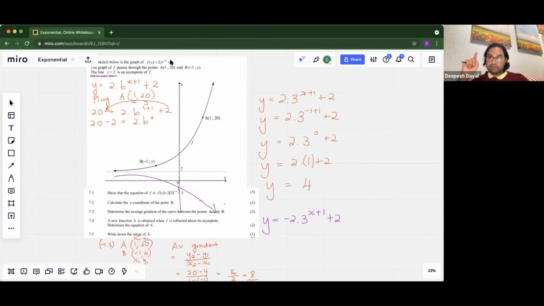Yes, it has to do with 2, but it can't cross 2. Everything is below 2, right? So it is y is less than 2. Remember, range will tell us what the y restrictions are. Because 2 is our asymptote, everything in this whole graph must be below 2. So it is indeed y is less than 2.